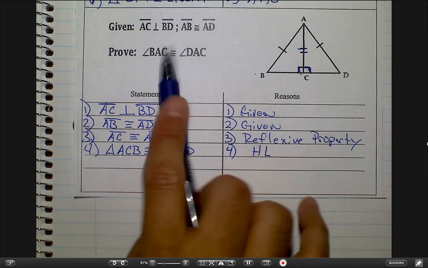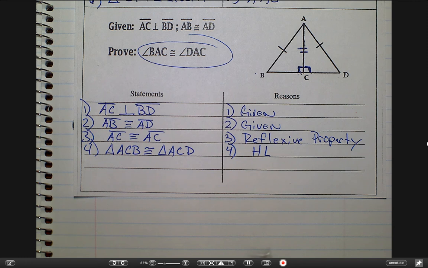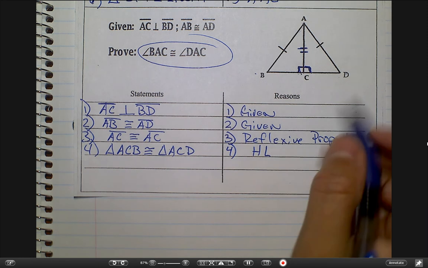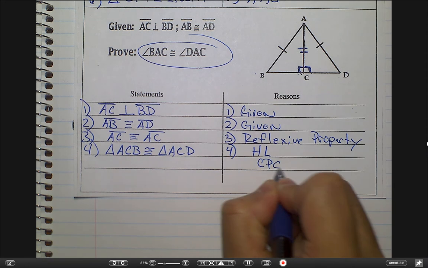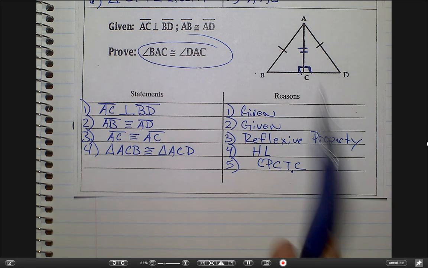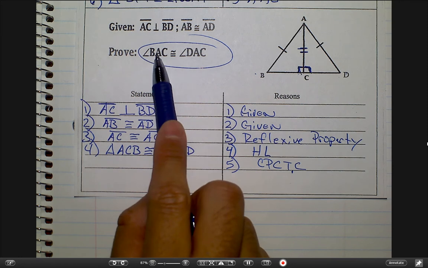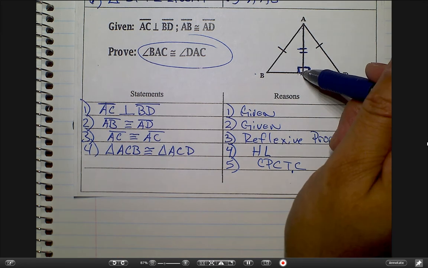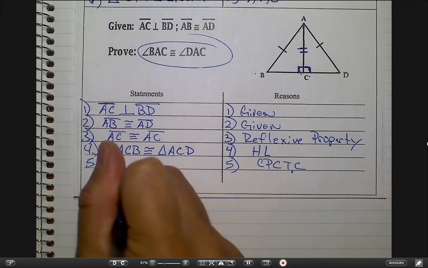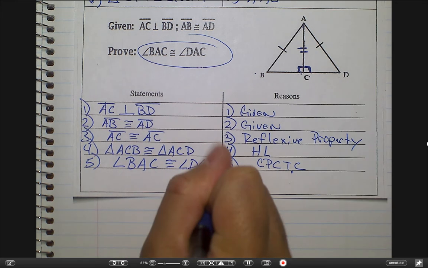Now, did I prove what my statement said to prove? No. I have not proved it. But I already proved that the triangles are congruent. So what can come next? The CPCTC. So that's my reason 5. So after I prove that they're congruent, that means all corresponding parts have to be congruent. So BAC is going to be congruent to DAC, and that's what I'm looking for. Angle BAC is going to be congruent to angle DAC.